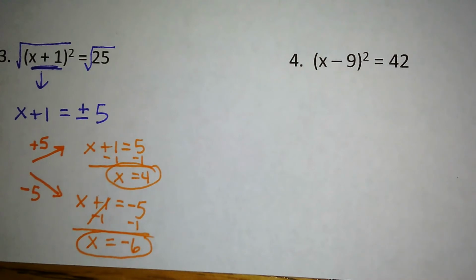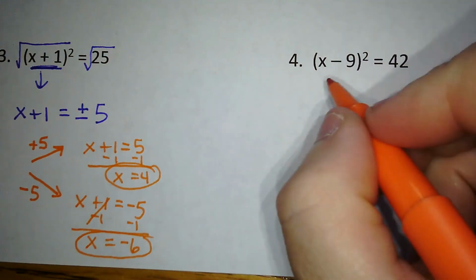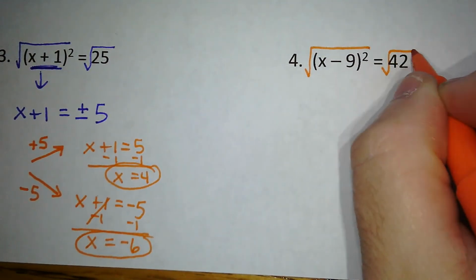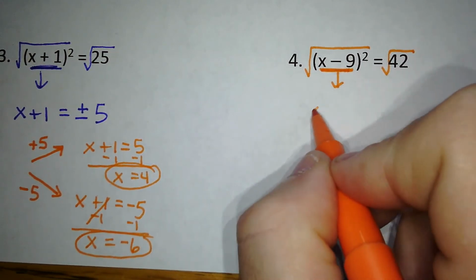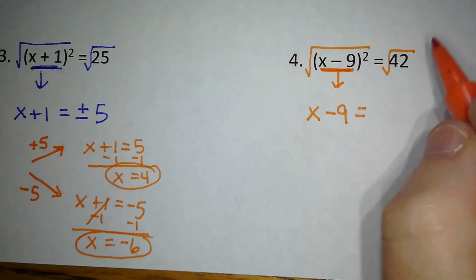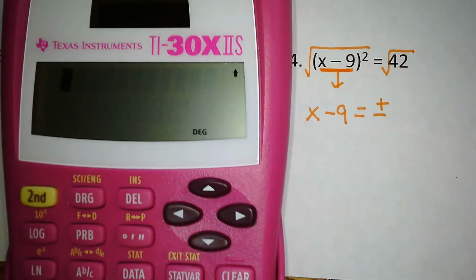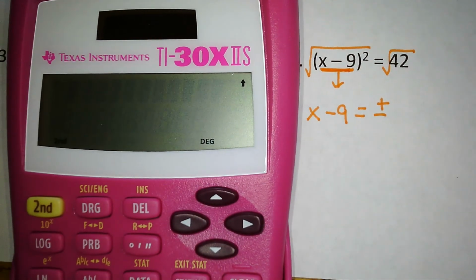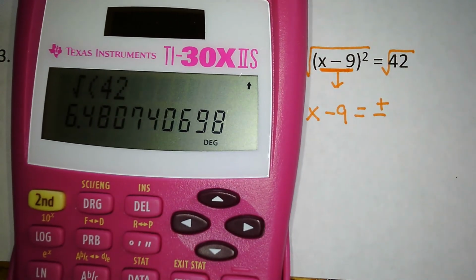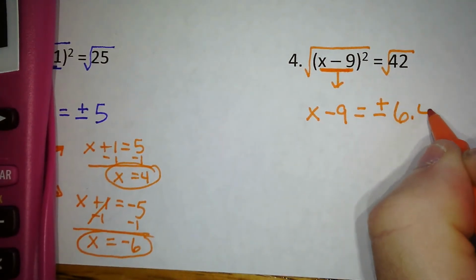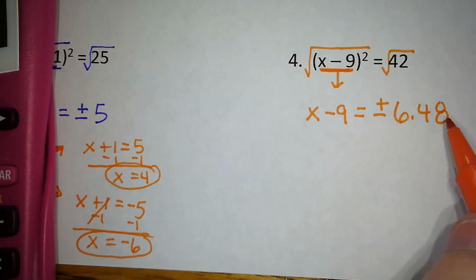Number 4 is our other example, except this time we've got an x minus 9 and a 42. We're still going to take the square root of both sides first. And when I take the square root of a squared term, whatever's underneath is going to pop out. So we're going to end up with x minus 9 equals plus or minus. And the square root of 42 is not a perfect square. I actually need to go ahead and figure out what that is. And I'm going to round that to 6.48. So I have x minus 9 equals plus or minus 6.48.